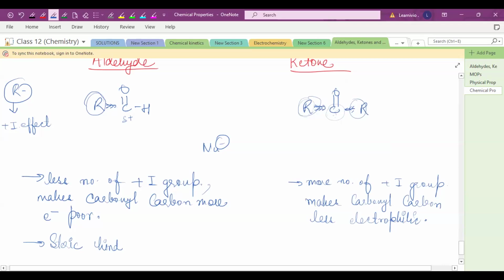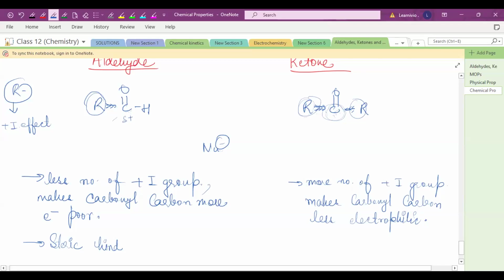This alkyl group is a plus I group, so it will push the electron density towards this carbon. And again, this alkyl group will push the electron density towards the carbon. So the electron density on this carbonyl carbon will increase, and it is less electrophilic. It is electron deficient, but less electron deficient as compared to this one. So this nucleophile will attack this aldehyde. The rate of reaction will be fast in the aldehyde as compared to the ketone, right?